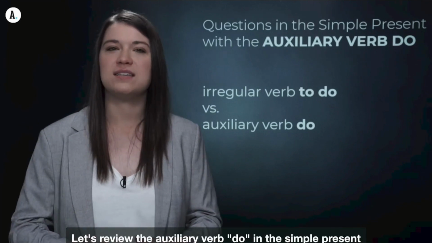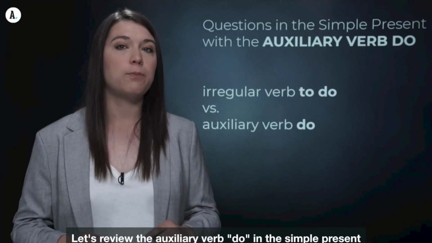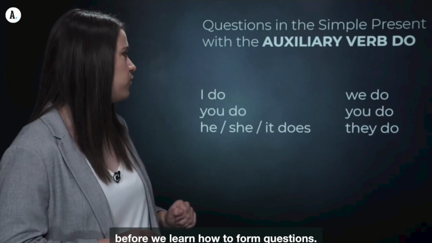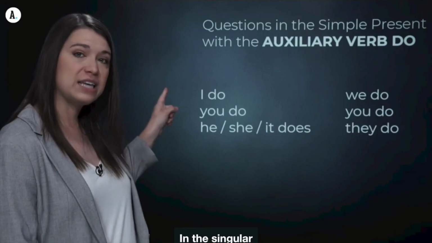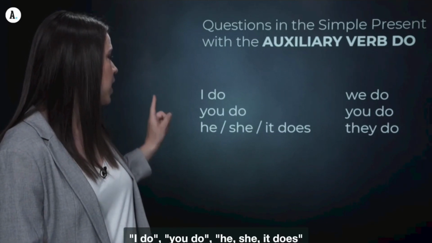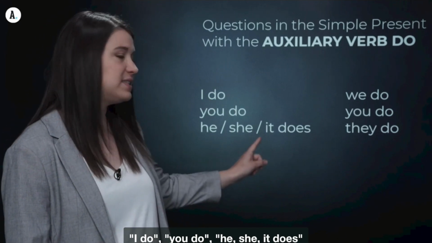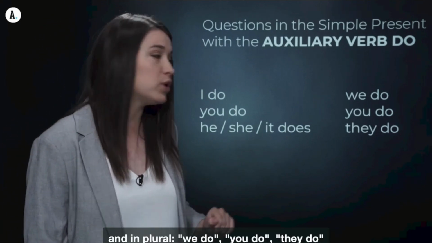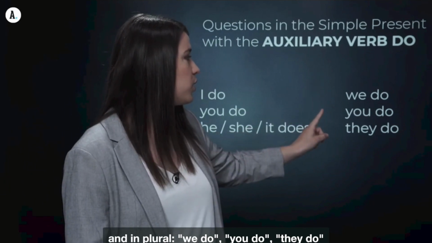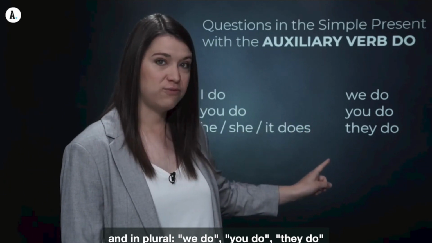Let's review the auxiliary verb do in the simple present before we learn how to form questions. In the singular, I do, you do, he, she, it does. And in plural, we do, you do, they do.